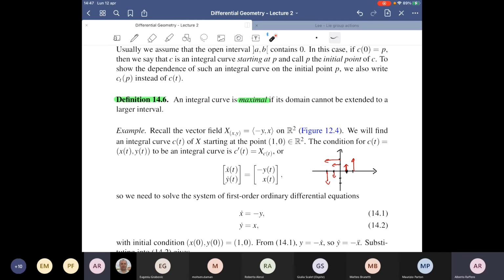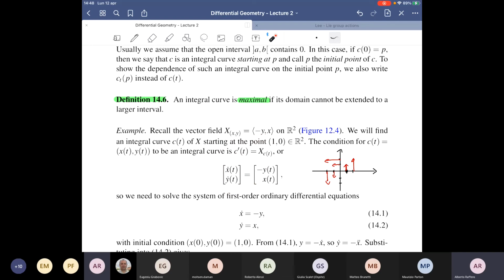We want to find an integral curve for the vector field X starting from here. So this curve will be given in this way: we have two real valued functions depending on t. We want this to be a curve whose tangent field is precisely the vector field evaluated at c. This means that we want the derivative of c, which is given by x'(t) and y'(t), to equal the vector field evaluated at c(t). So this means that we want (-y(t), x(t)) here.